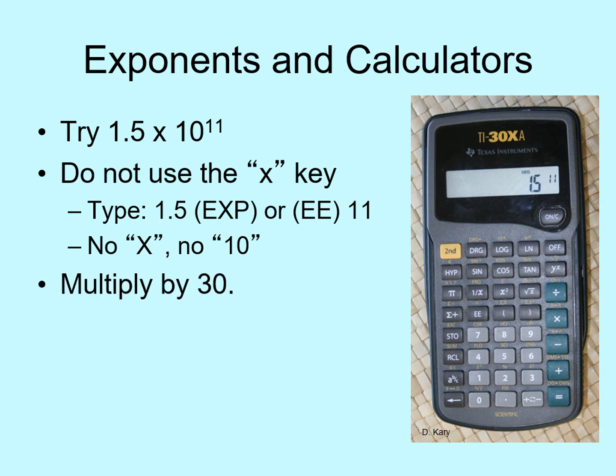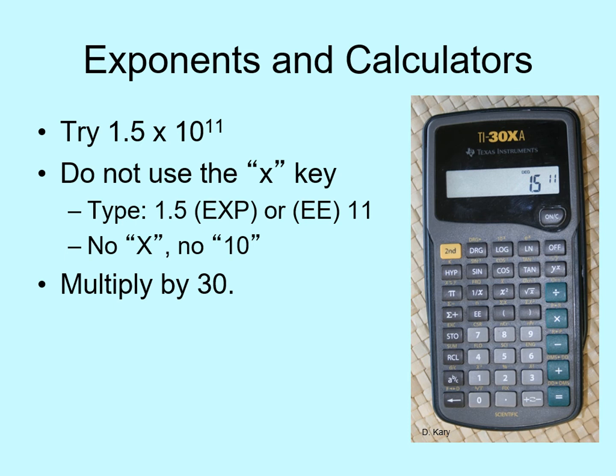Neptune is 30 astronomical units from the Sun, so let's figure out how many meters that is. We multiply 1.5 times 10 to the 11th by 30. So make sure you've got 1.5 times 10 to the 11th in the calculator, and then just hit times 30 and see what answer you get. Hit the mouse button when you're done.